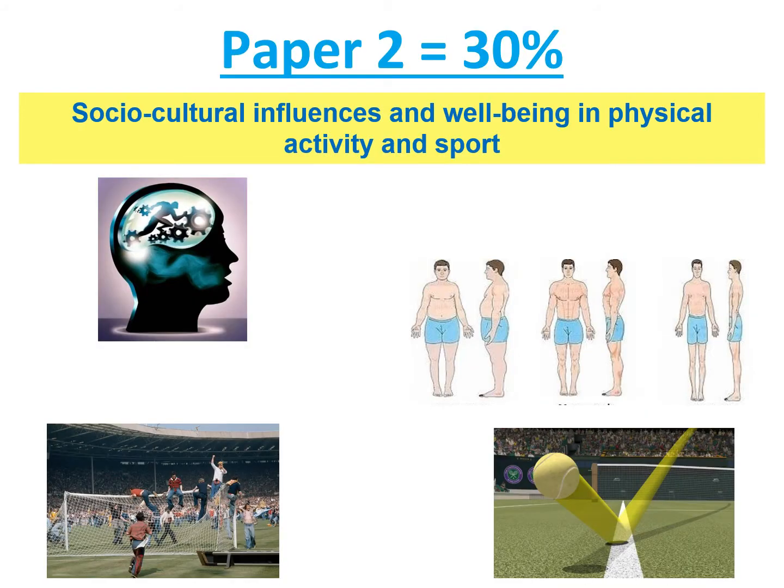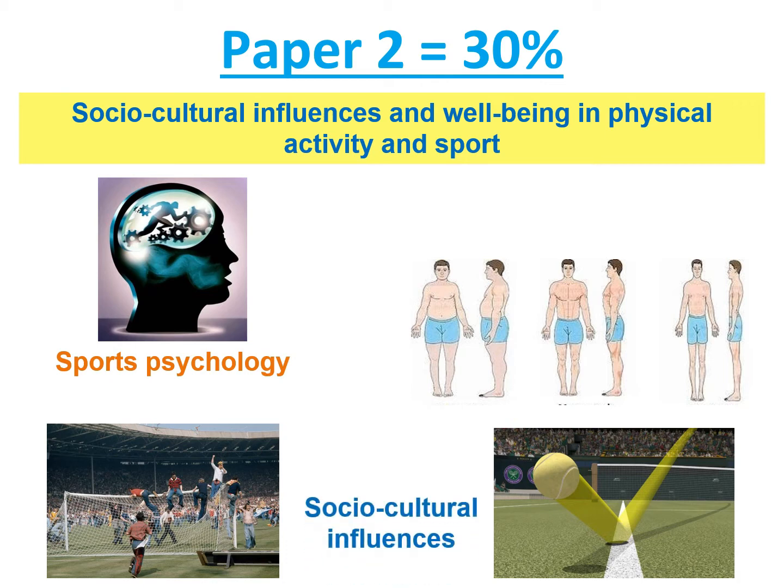Paper 2, which is also worth 30%, we look at the social cultural influences and well-being in physical activity in sport. So for example, you will study sports psychology, so you may look at different personality types and which sports they are best suited to you. We'll study a number of ethical issues as well as social cultural issues in sport. For example, we look at performance enhancing drugs and why athletes may take them. We look at hooliganism in football and new technology in sport and how that's helping officials make decisions.